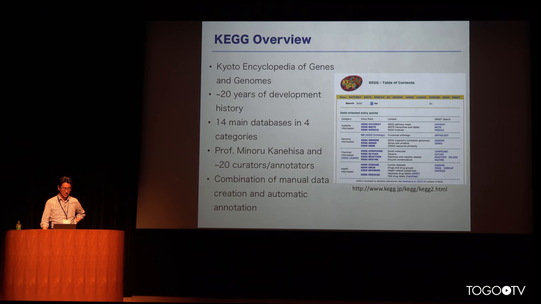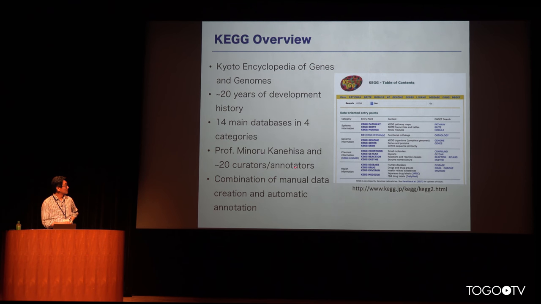So first, KEGG, which maybe many of you know, is the Kyoto Encyclopedia of Genes and Genomes, and it has about 20 years of development history from 1995. Currently, it contains 14 main databases listed here, classified in four categories: systems information, genomic information, chemical information, and health information.